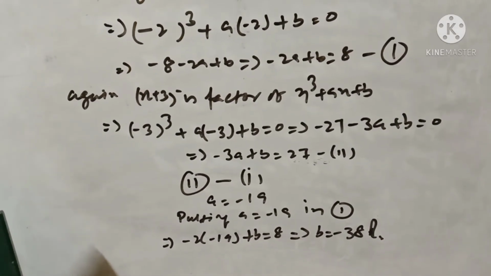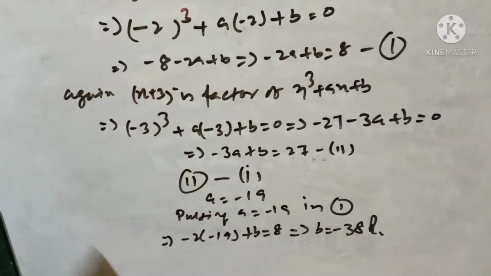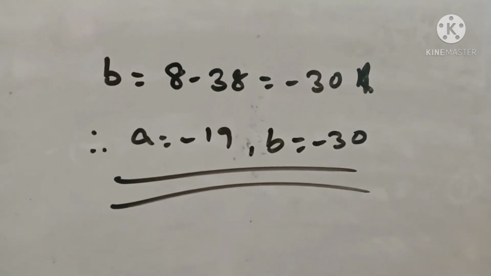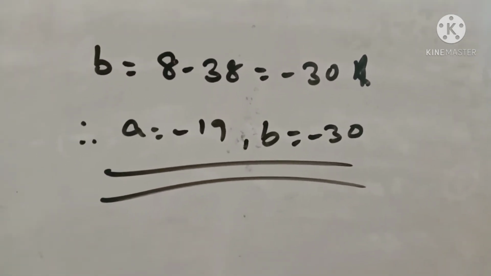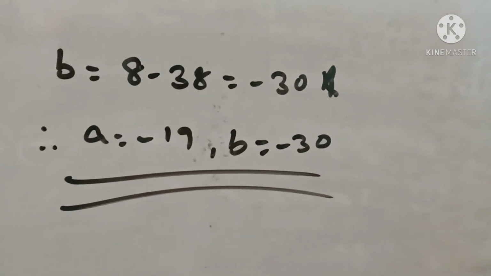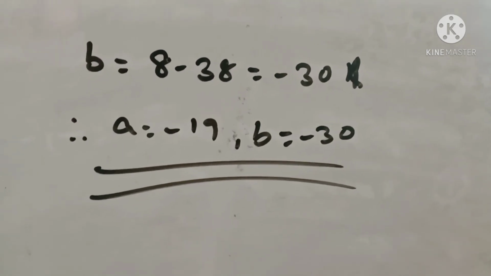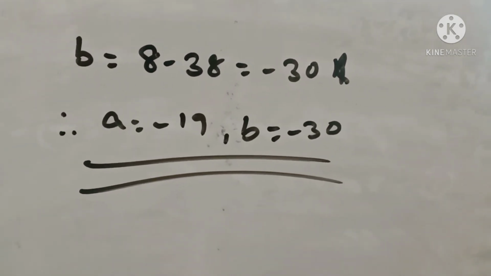Sorry, that part I have written b equal to minus 38; it will be b equal to 8 minus 38, that is minus 30. So our answer will be a equal to minus 19 and b equal to minus 30.